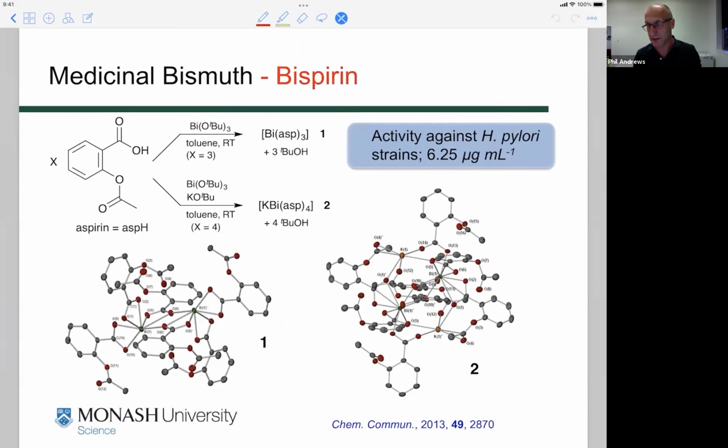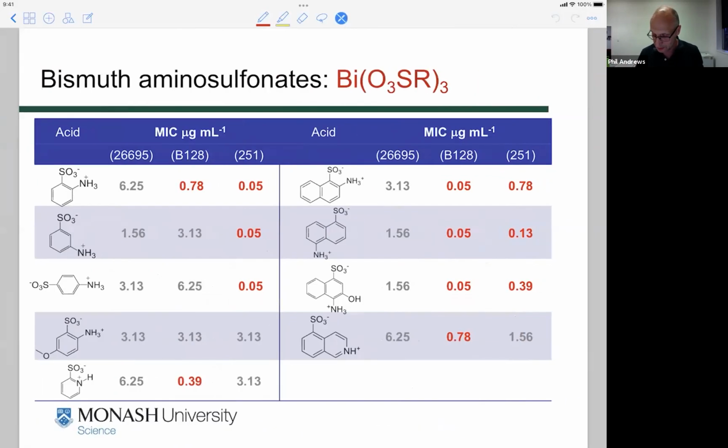So we went away and we've made millions of bismuth compounds, carboxylates mainly. This was the bismuth derivative of aspirin that we were interested in terms of low dose. And we can see that it's got some activity against Helicobacter. In fact, it's better than bismuth subsalicylate or bismuth citrate in treatment. So 6.25 micrograms per mil is a microbiologist's way of determining it. Chemists think in micromolar as well, but they're going to be relatively close. So the carboxylates are pretty good at knocking these things out.